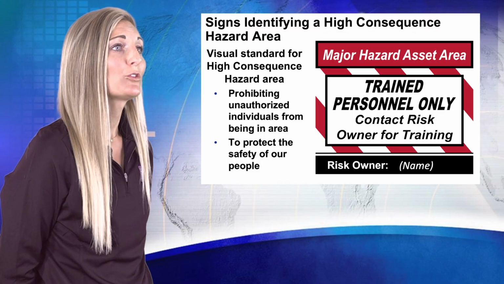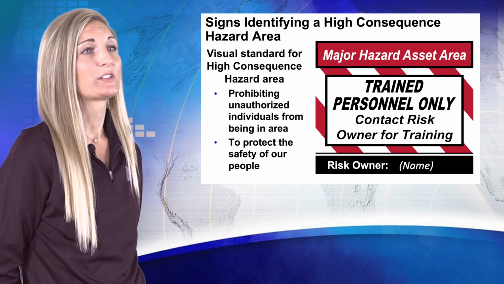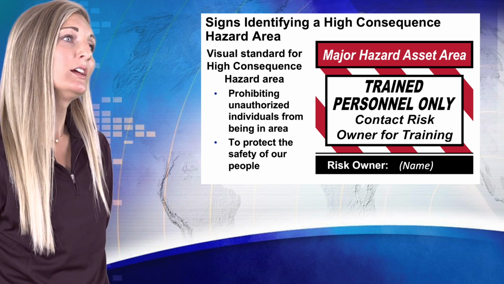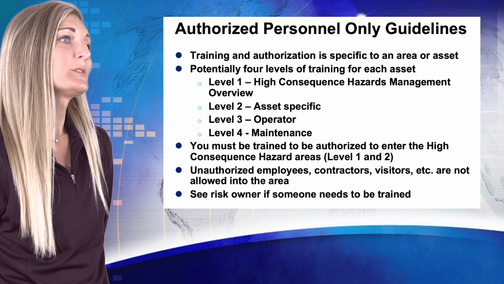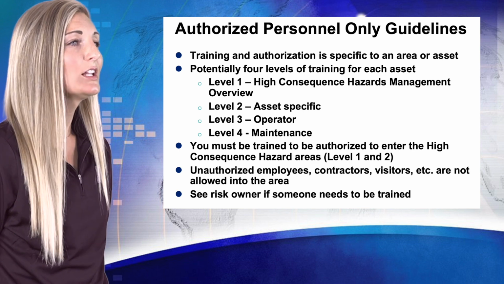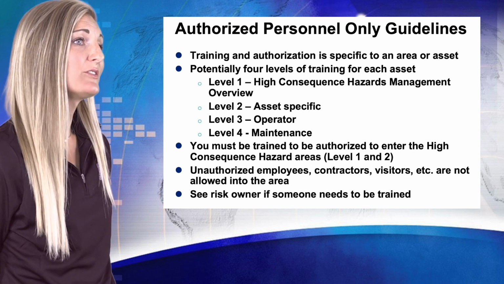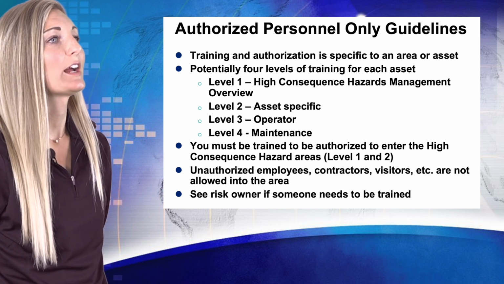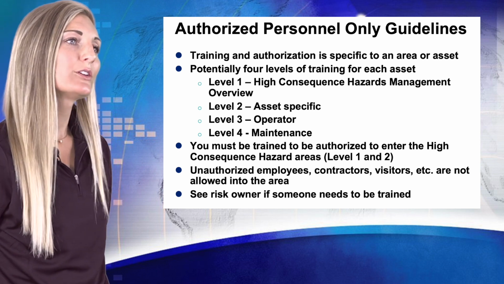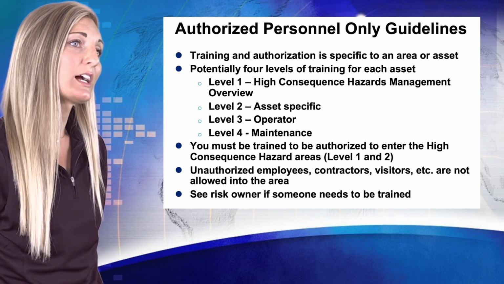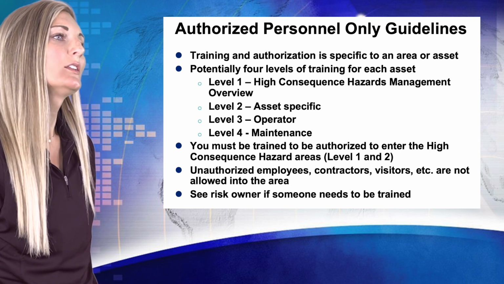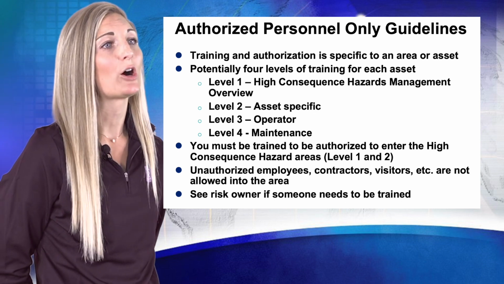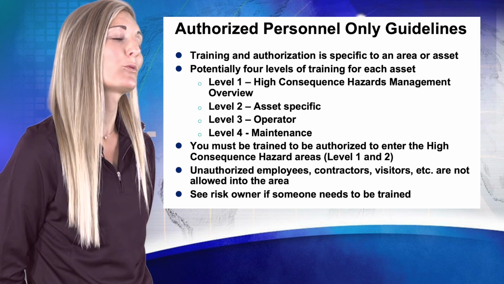And to help protect our workforce, there will be signs identifying high consequence hazard areas and guidelines where only authorized trained personnel will be allowed to enter. This training and authorization is specific to an area or asset. Level 1, which is this general awareness training you're receiving now, and Level 2, which is asset-specific training, will be required to enter into a high consequence hazard area. The risk owner of the asset, which will be named on the signage, can give Level 2 training. Level 3 and 4, which is the operator and maintenance training, is intended for all people who may operate or service high consequence hazard assets or processes.